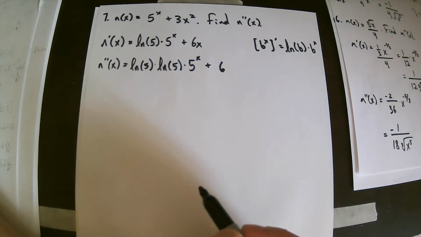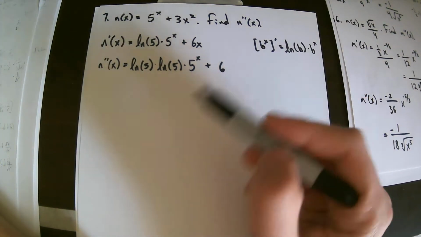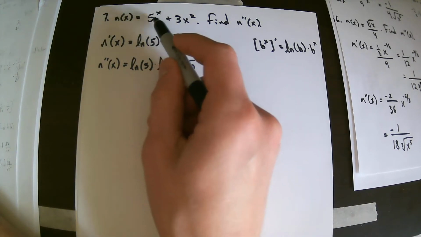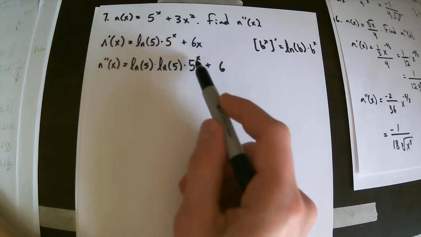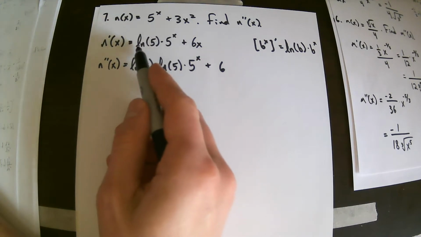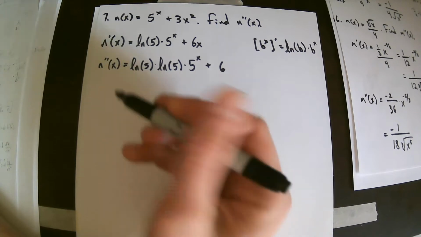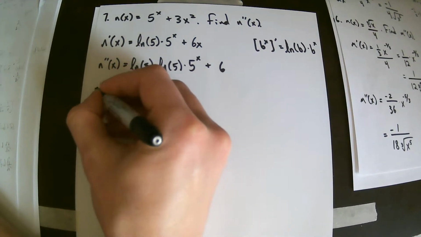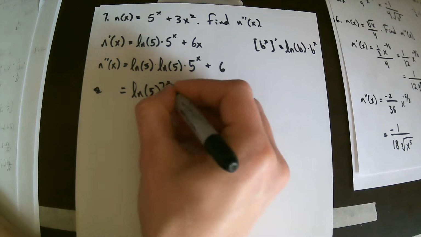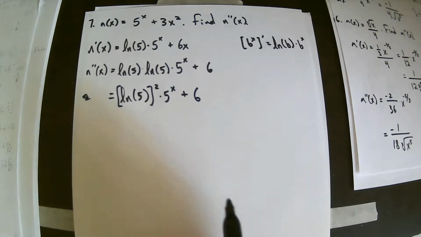So when you're taking derivatives of exponential functions with base b, if you keep taking derivatives, you're basically just going to keep copying down the exponential function itself, the 5 to the x, 5 to the x, 5 to the x. You have one of those in each derivative, but you keep tacking on an extra factor of ln of the base. So I could clean this up a little bit, I suppose. I could write it as ln of 5 all squared, I suppose, times 5 to the x plus 6.